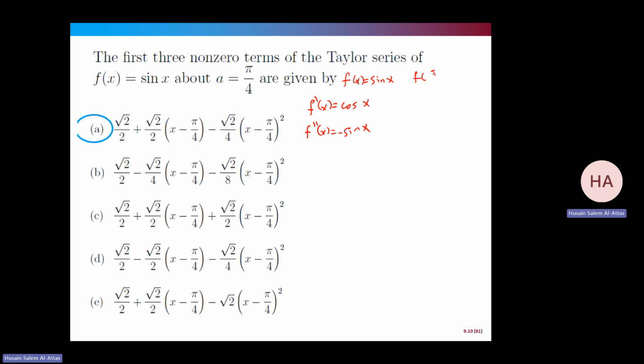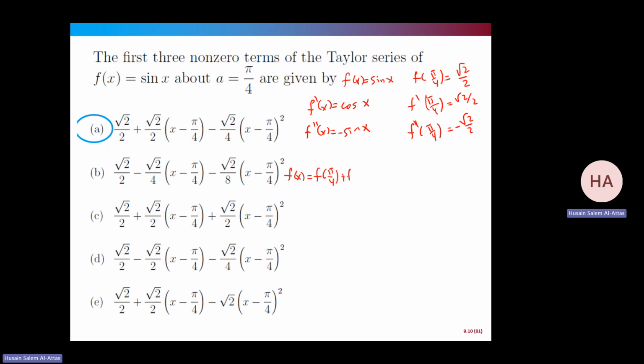So f at pi over 4, because at pi over 4 it's always non-zero, will be square root 2 over 2. F prime at pi over 4 will be square root 2 over 2. F double prime at pi over 4 will be minus. Okay, now the function will be written as well.